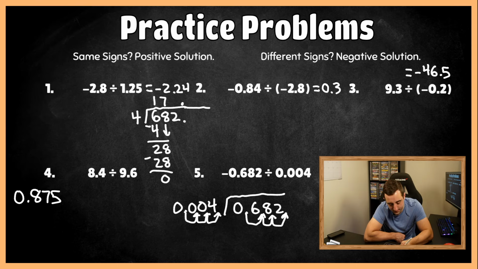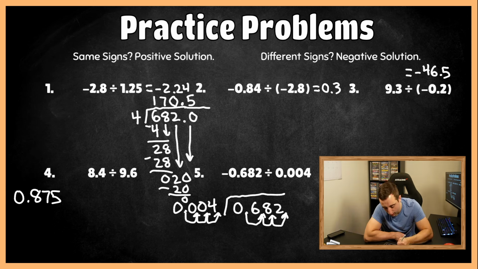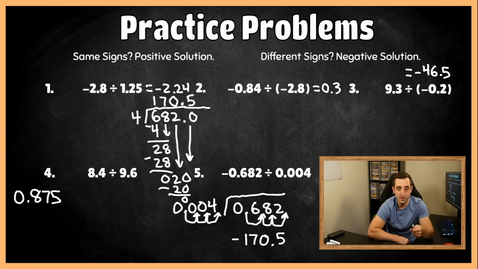Well, 4 doesn't fit into 0, so we bring down a 2, and it still doesn't fit into 2, which means we need to tack on a 0 now. And then finally, let's add a 0, bring it down, and then 4 fits into 20 perfectly 5 times, giving us a remainder of 0. So our final answer for number 5 is going to be 170 and 5/10. We just want to make sure that it's negative because they were different signs.